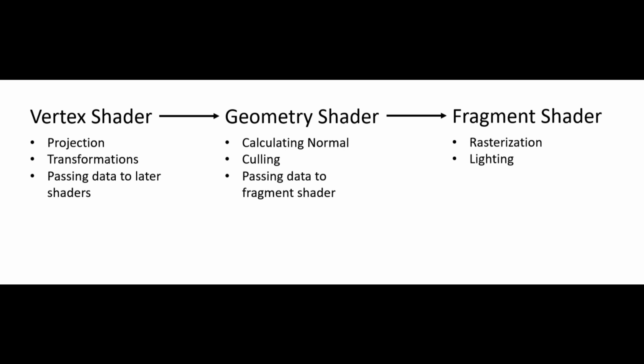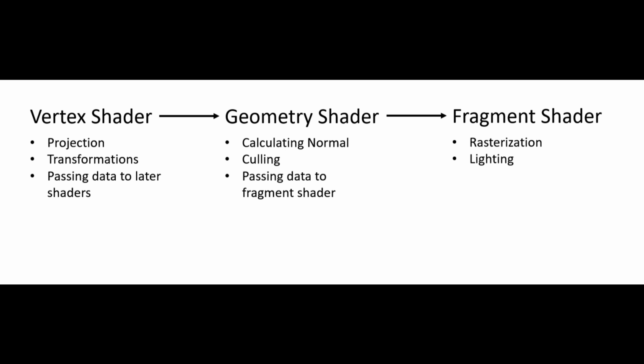So what the fragment shader does is rasterization and lighting. Rasterization sort of happens between the geometry shader and fragment shader. What it does is if I have 3 vertices in the vertex shader, rasterization will interpolate those vertices.